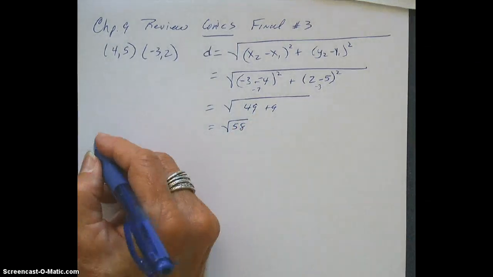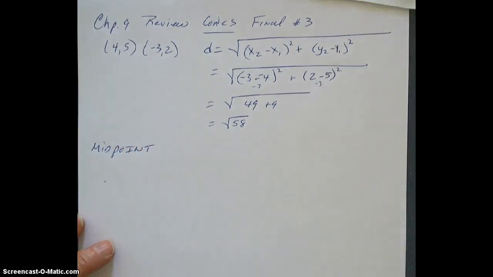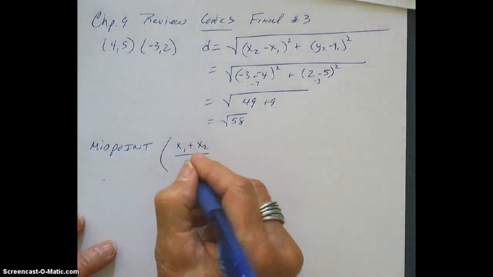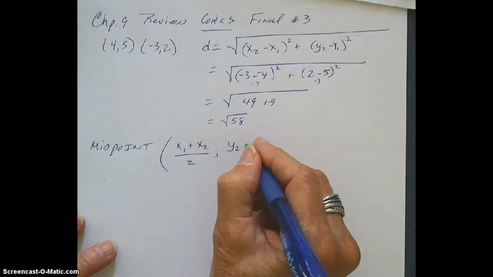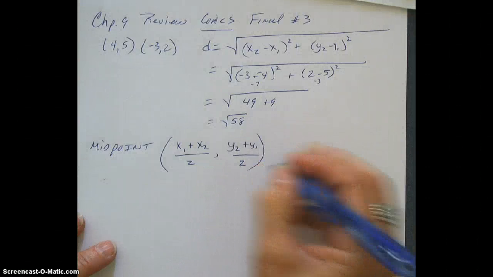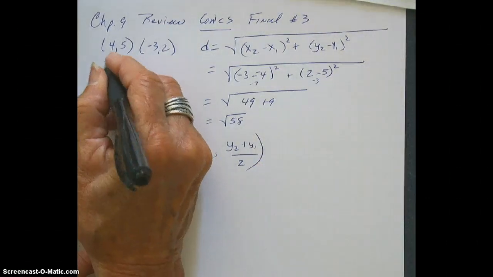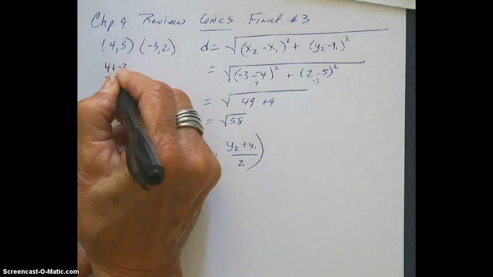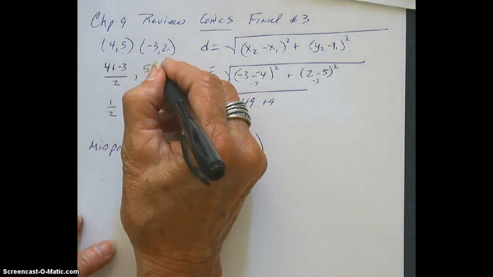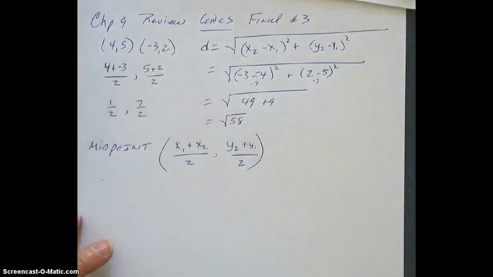We also looked at the midpoint between 2 points. The midpoint is just taking the average between 2 points. So add up the x coordinates and divide by 2. Add up the y coordinates, doesn't matter really which way you go, and divide by 2. So again, if we take an example of this, the midpoint between 4 and -3 will be 1/2. The midpoint between 5 and 2 will be 7/2.